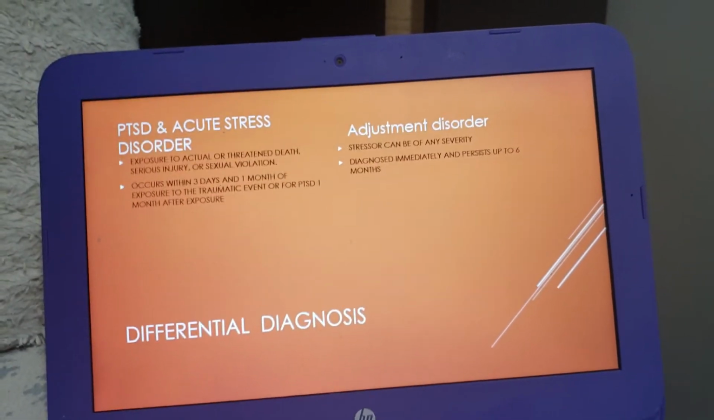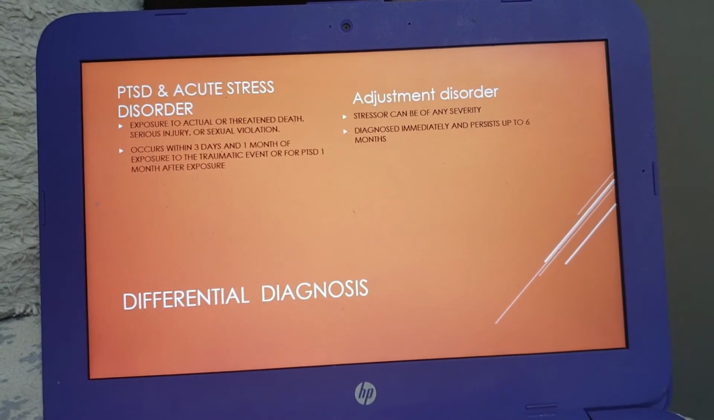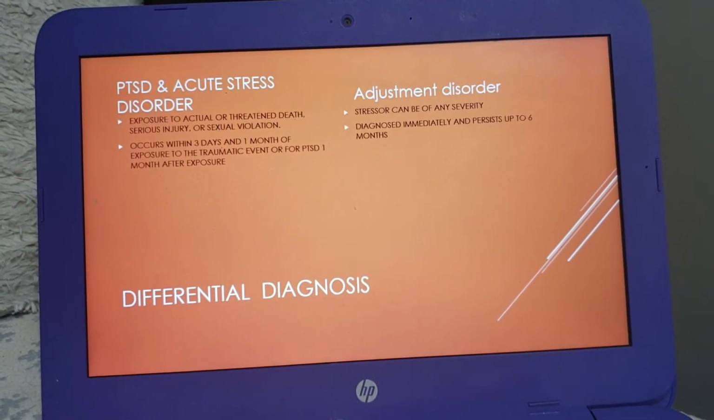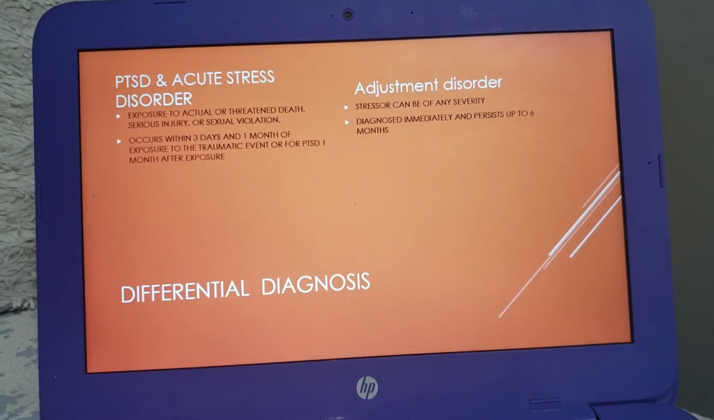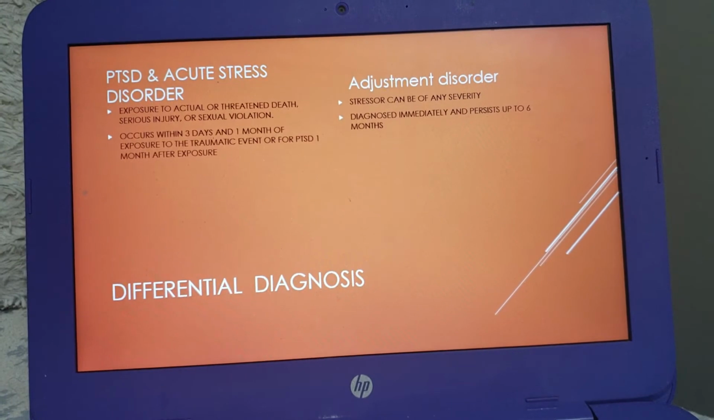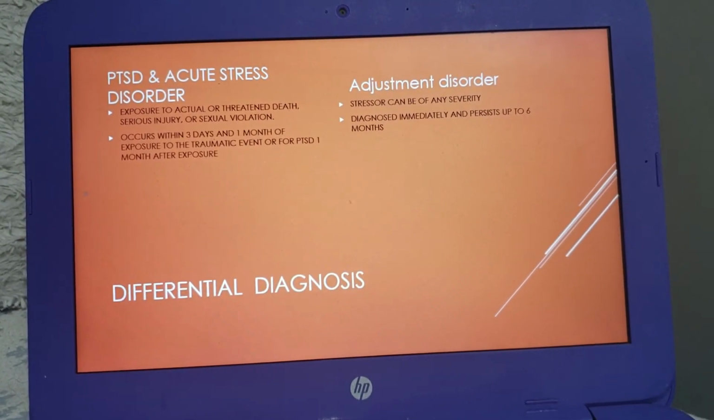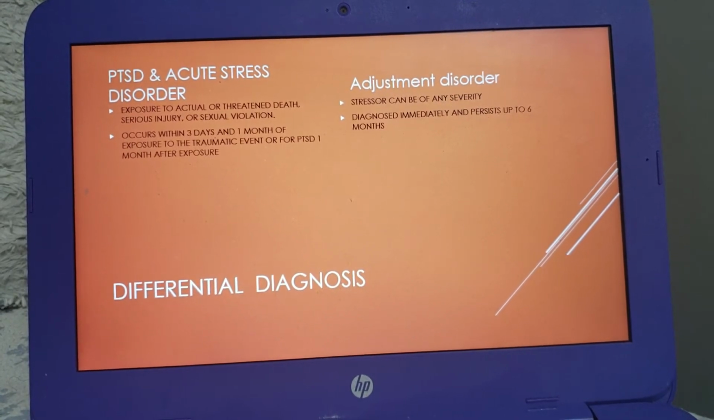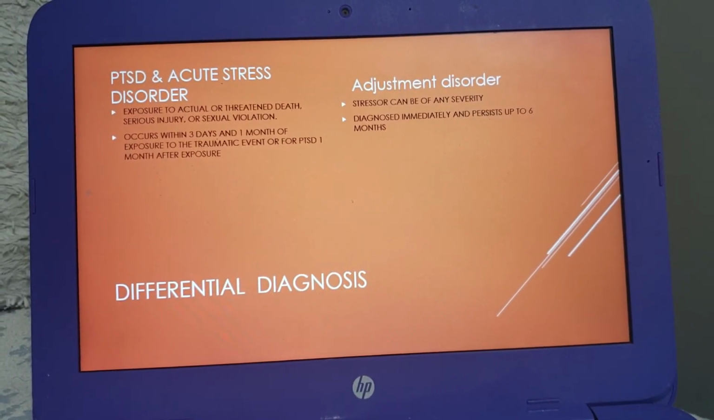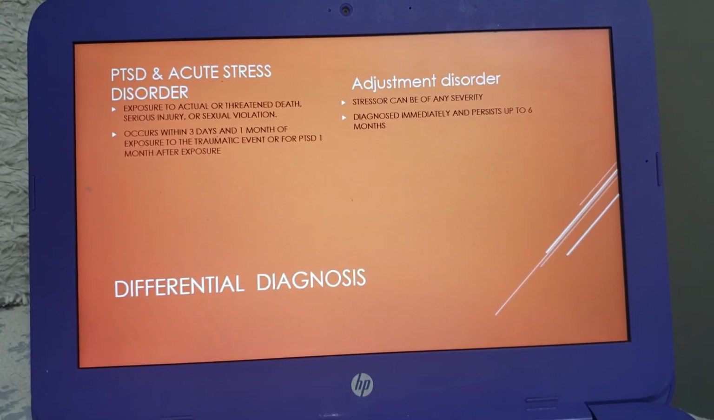So this is a differential diagnosis and also the rule out. This just tells the difference between PTSD, acute stress disorder, and adjustment disorder. It separates the two. For PTSD and acute stress disorder, there is exposure to actual or threatened death, serious injury, or sexual violation. But for adjustment disorder, the stressor can be of any severity. It doesn't have to be that the person was exposed to anything in particular.